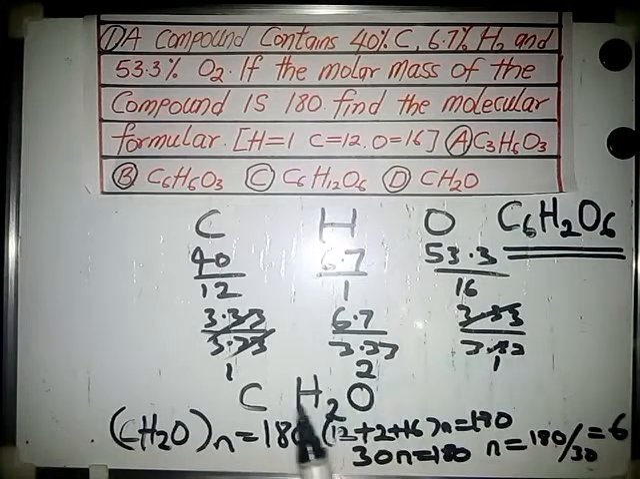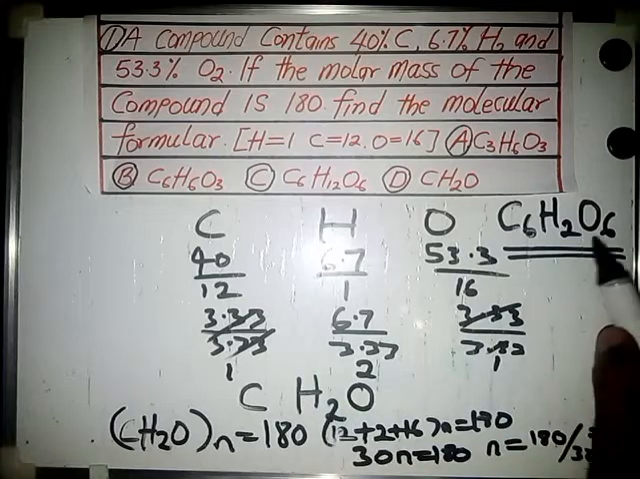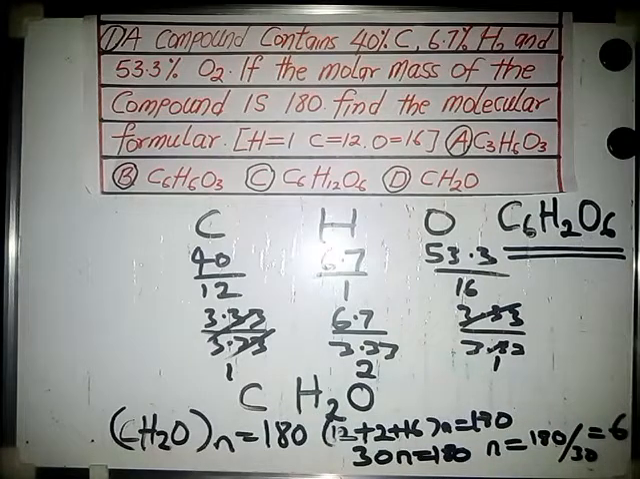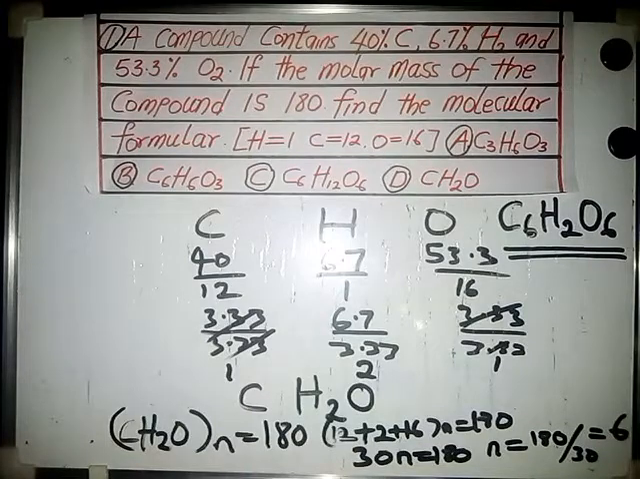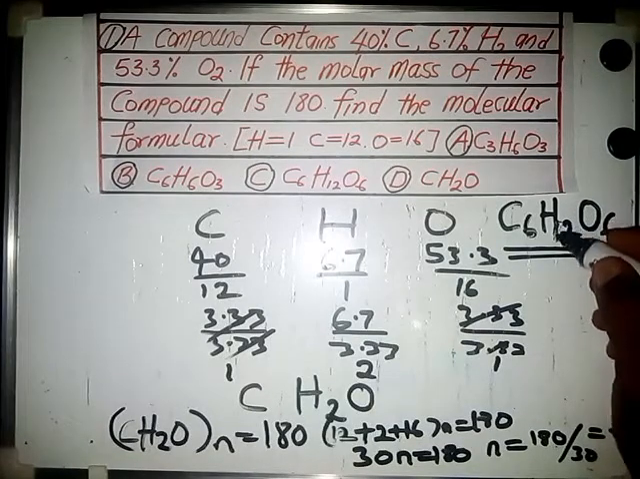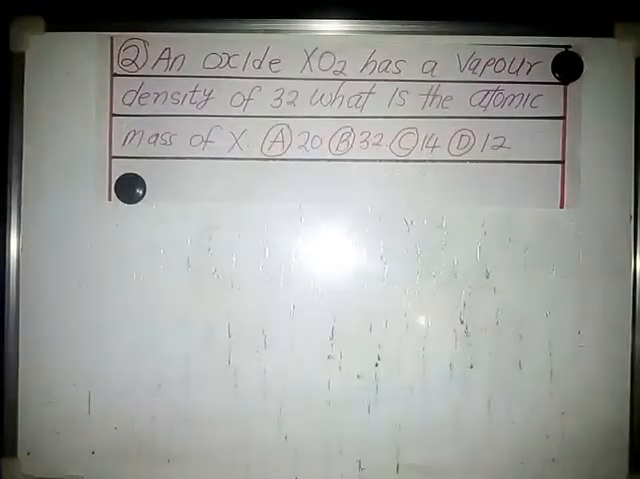While this first one calculated here is the empirical formula. Remember, empirical formula is the simplest formula of a compound, which relates the ratio of each kind of atom in a compound, whereas molecular formula is the actual formula of a compound. So your answer here will be C. Sorry, this is 12, this is 12. So your answer is C. Number 2.